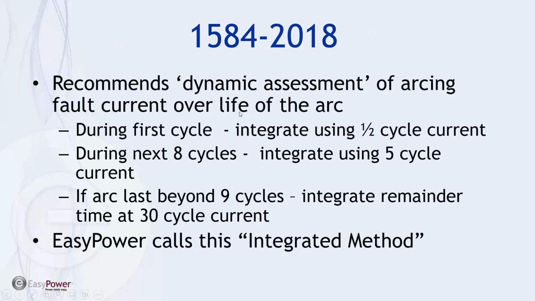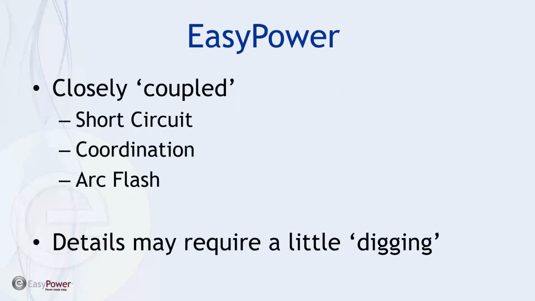I think I'll reiterate that 1584 recommends a dynamic assessment of arcing current over the life of the arc. In EasyPower, that's called the integrated method. It integrates energy using the half cycle current during the first cycle. During the next 8 cycles, it will integrate using 5 cycle current. And then if the arc lasts longer than those 9 cycles, it will integrate the remainder using 30 cycle current. And I think I've got an example of that, or we can talk about that shortly.